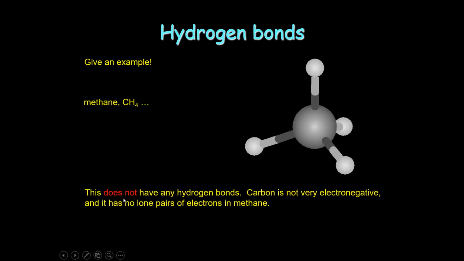So this does not have any hydrogen bonds. Carbon is not very electronegative like your oxygen, nitrogen, and fluorine, and it does not have any lone pair of electrons. So we will not expect that to occur in methane. If you're asked if methane would have hydrogen bond, you can see here now that there will be no hydrogen bond in methane.